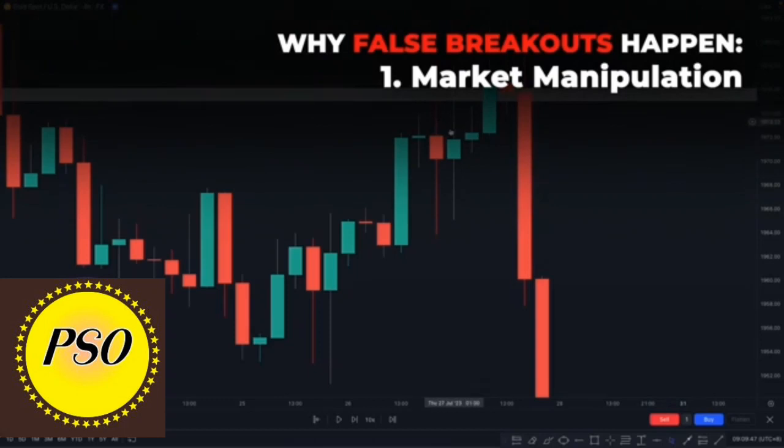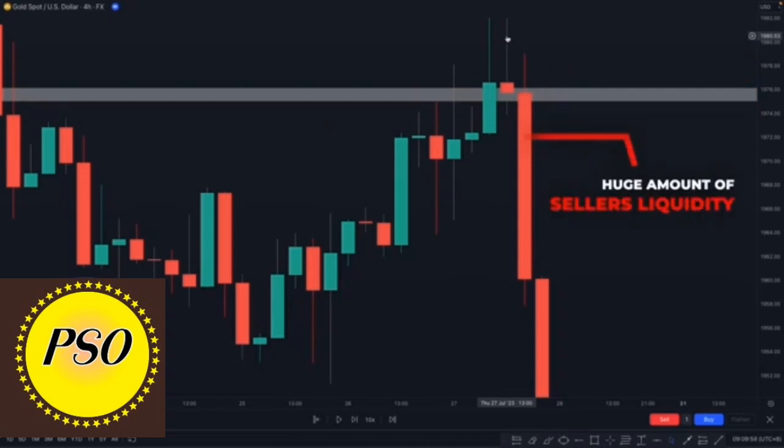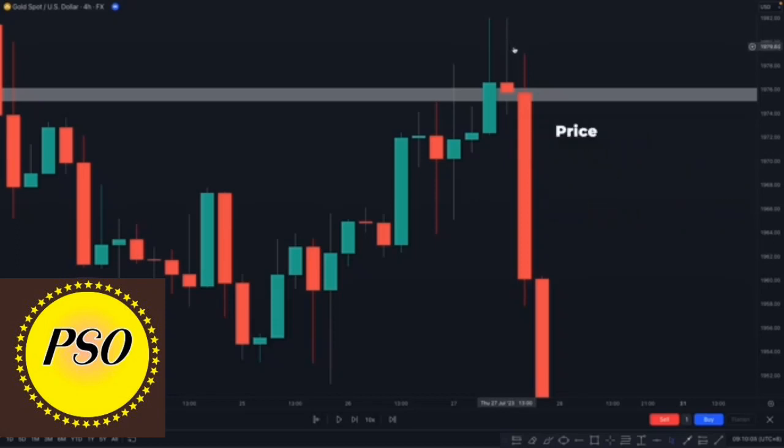If you look at this chart over here, we can see clear as day, same scenario as just now. Price was making a very steady uptrend, eventually came up to this resistance level and broke through it. But then the next thing you know, there's a huge amount of sellers' liquidity right here, tricking all the retail traders. And next thing you know, price just collapsed all the way down here, right? All the big banks, all the smart money, they were waiting for you to enter for a buy when price breaks through a key level.